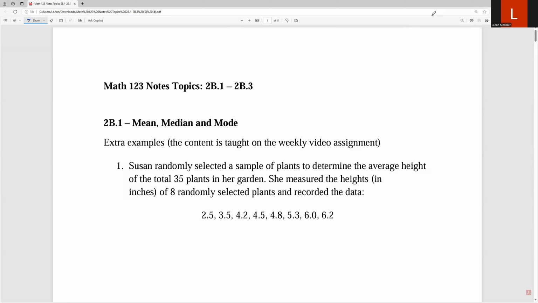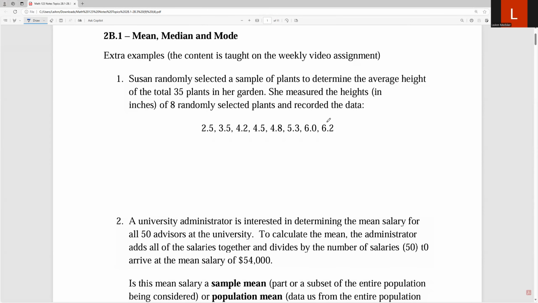So 2B1 is our mean, median, and mode. Susan randomly selected a sample of plants to determine their average height of the total 35 plants in her garden. She measured the heights in inches of 8 randomly selected plants and recorded their data. So even though she has 35 in the whole population of her garden, she's doing just a small sample of them for the mean, median, and mode.